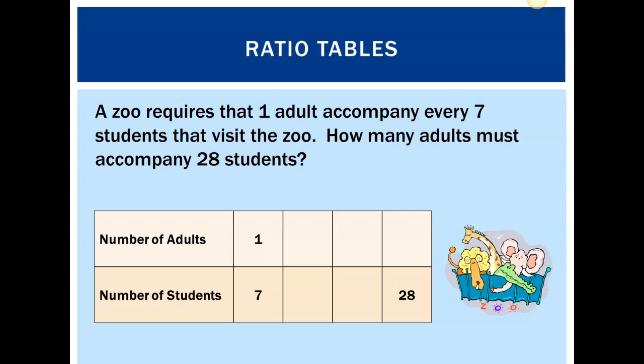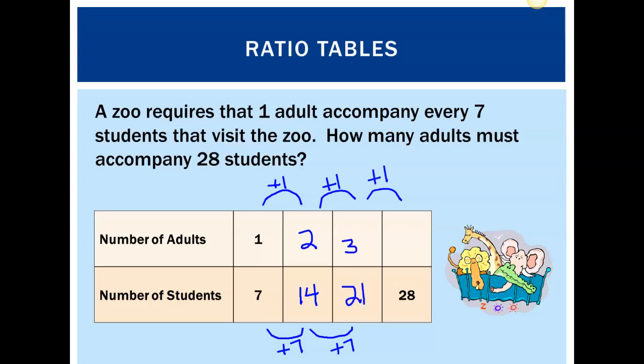In order to complete the table, we need to make equivalent fractions. We could add one adult and add 7 students each time to complete our table. So if there are 2 adults, we would have 14 students. We would need 3 adults for 21 students, and following the pattern, we would have 4 adults for 28 students. Each time we added 1 adult and 7 students. We know that repeated addition is the same as multiplication, so we can approach the ratio tables another way.